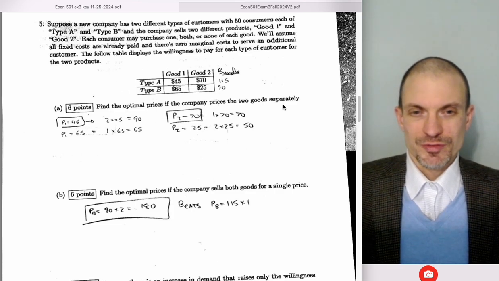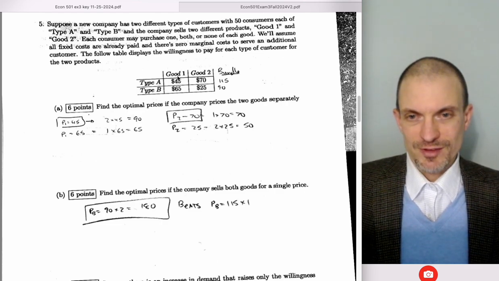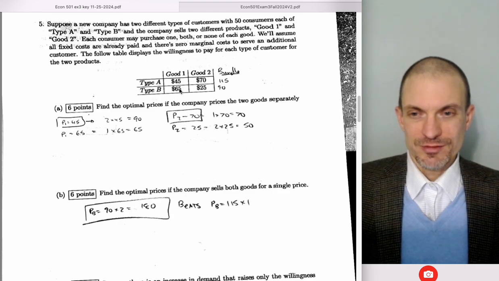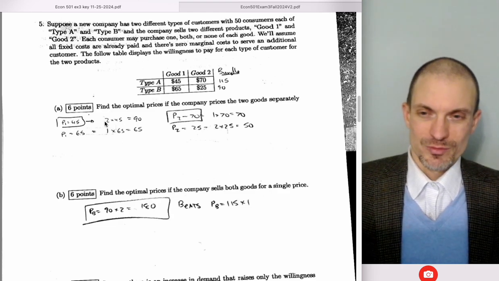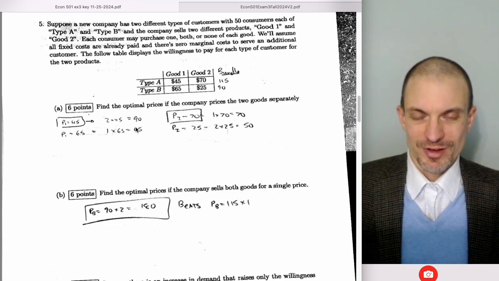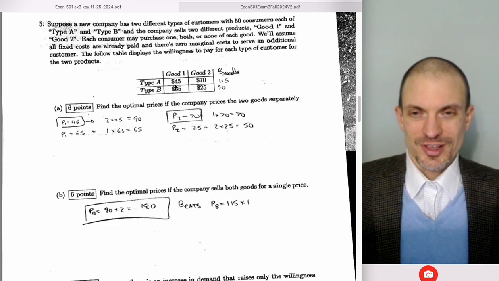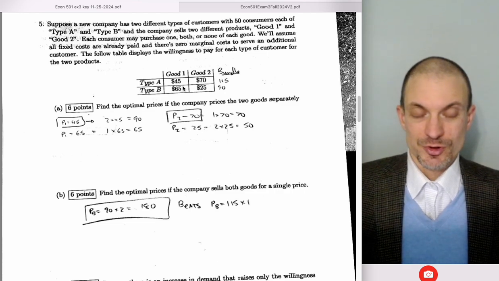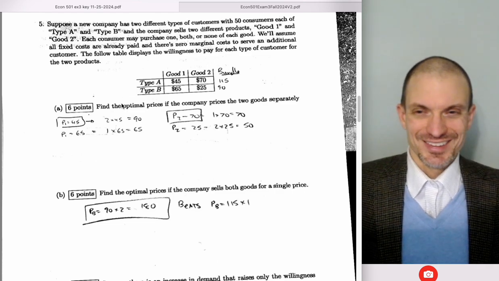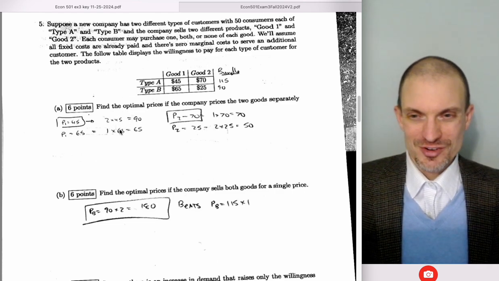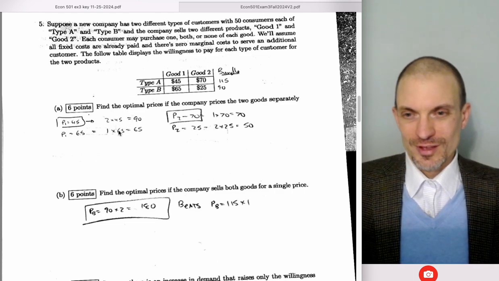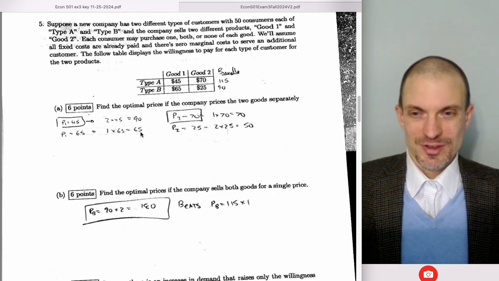And so if they're pricing separately, do I want to set the price of good 1 at 45 and have both type A and type B consumers buying at 45? In which case, I suppose I had 2 consumers, 2 times 45 is 90. Or would I rather set it at a price of 60 and sell only to the type B consumers, that one consumer? That would give me profits of 60. If you want to calculate real quick, this would be 45 times 100, 4500, and this would be 60 times 50.